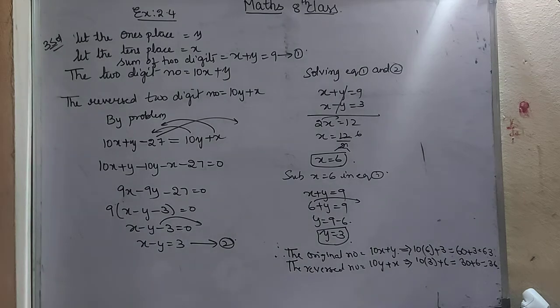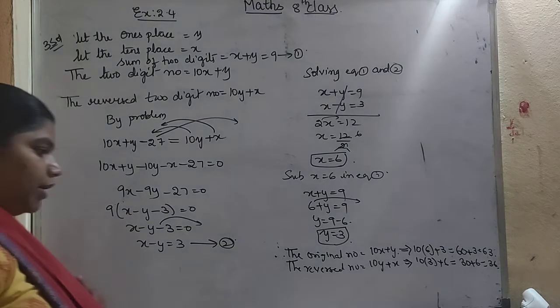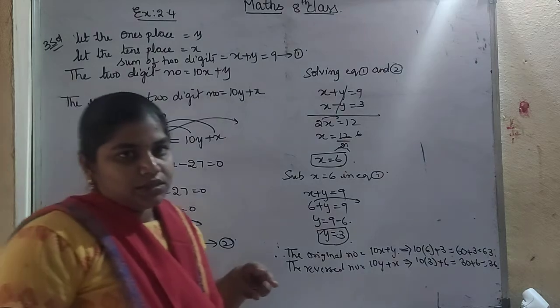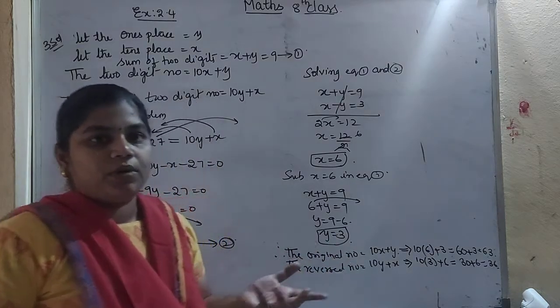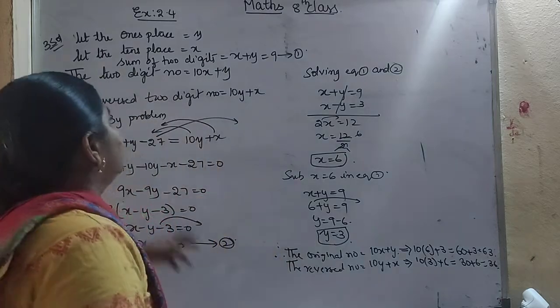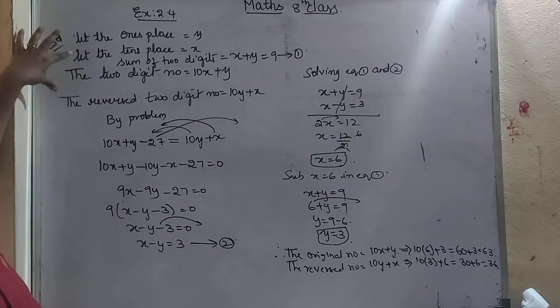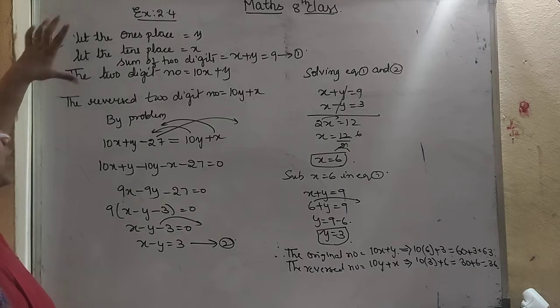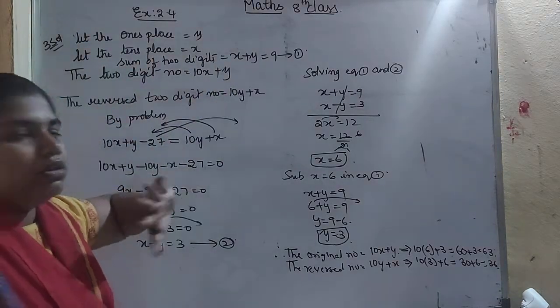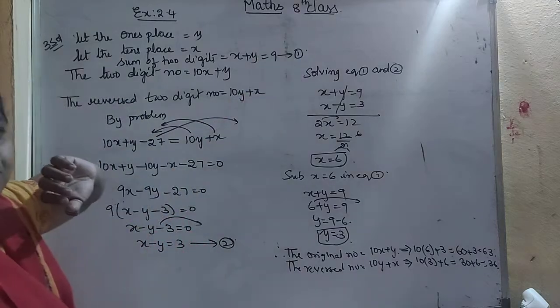Okay. So once again, let us go through this. What is the question? They told us that a number consists of two digits. Any number is having two digits; you can take any type of number. If you add the two digits, the sum will be 9. So here I am taking the ones place as y and the tens place as x. If you add the two digits, that will be equal to 9. They already told that, so that is equation number 1.